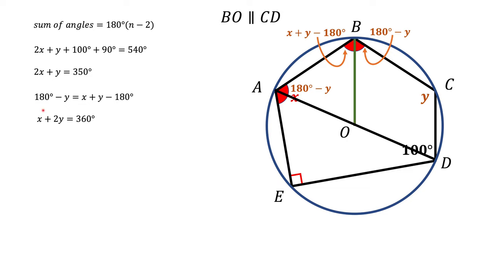Now we have two equations and two unknowns. We can solve them. To solve, we're going to multiply the first one by 2. We're going to get this. And now we're going to subtract this equation from this equation. We get 4x minus x is 3x. 2y and 2y are going to cancel out. And we get an expression for x, which we can easily solve and find the final answer, that x equals 340 degrees divided by 3.